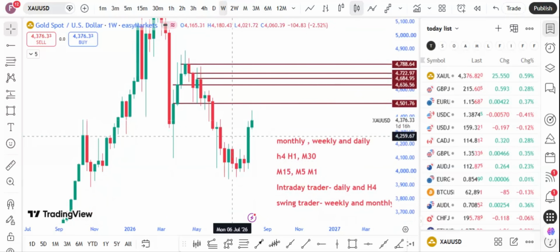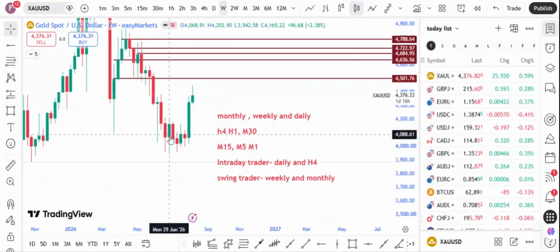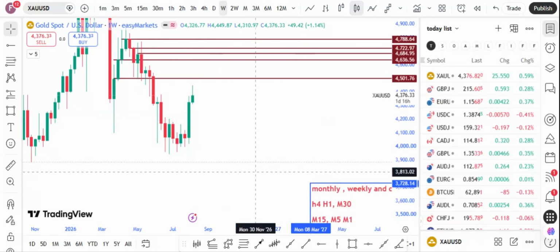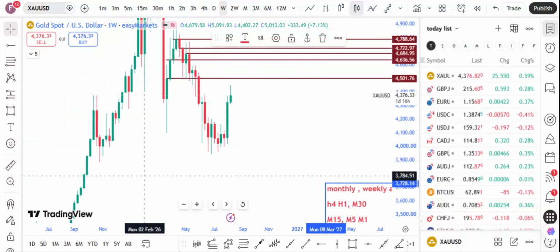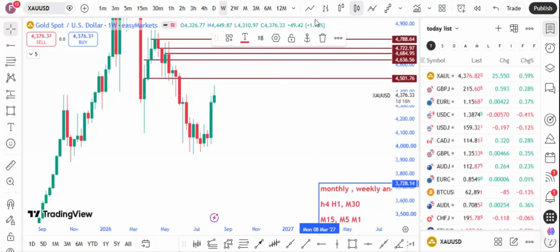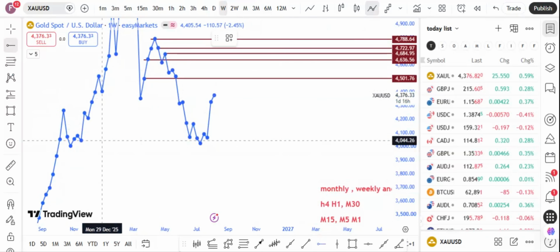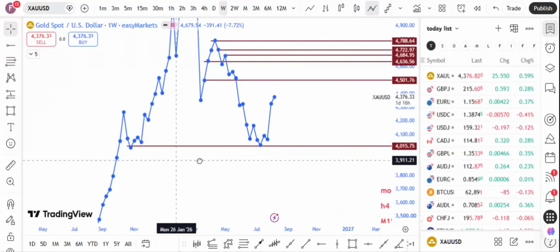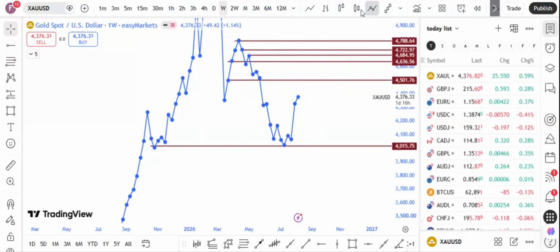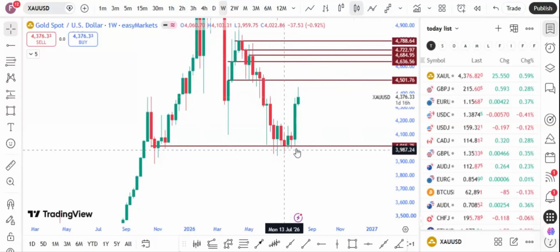For instance, let's say this is gold, this is my weekly. Let me take it back to the line chart with the marker, and then I mark this place. I'm waiting for price to come here. What am I looking for? I'm looking for that rejection. You can see the series of rejections that happen here. So all I need to do is wait for price to come here.